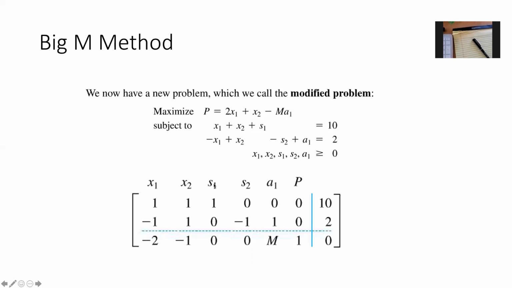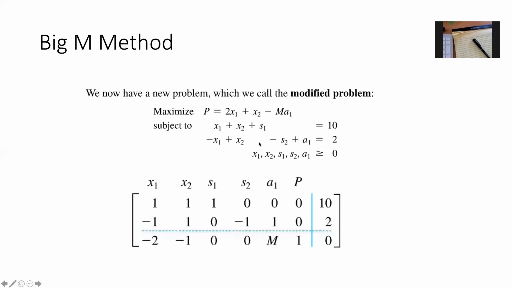So again, we have our normal simplex tableau. We have our x sub 1, x sub 2, s sub 1, s sub 2, a sub 1, and our profit. And then finally our right-hand side, the numbers as I've written before. We just plug in the coefficients in front of them. You'll notice that the first row would be 1, 1, 1, 0, 0, 0, because there is no S2 and no A1 and no profit in that first constraint. And in the second constraint, we have a negative 1, a positive 1, a 0 for S1, a negative 1 for S2, a 1 in front of the A1, a 0 because there's no profit, and then 2 on the right-hand side.